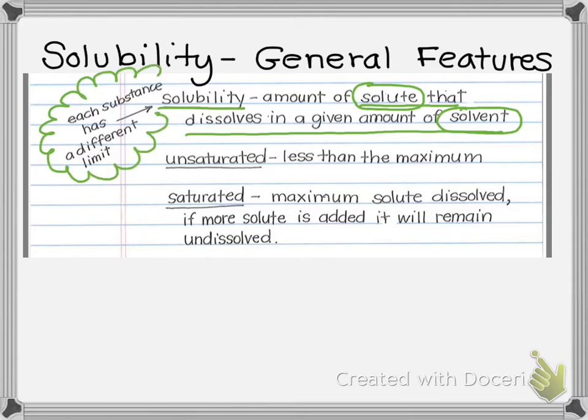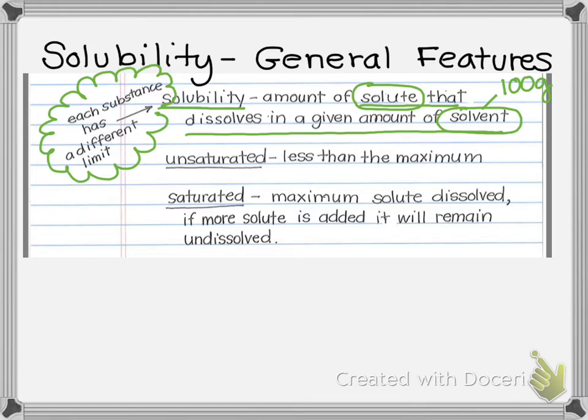For example, sodium chloride and sugar both dissolve in water. However, the amount that will dissolve of each one of them would vary. So the solubility describes the maximum amount of solute that can dissolve in a given amount of solvent. Usually that given amount is either 100 grams or 100 milliliters.